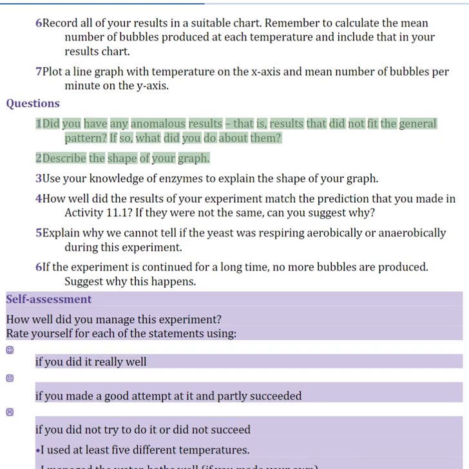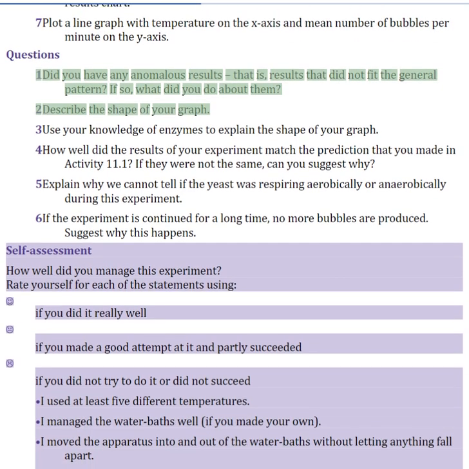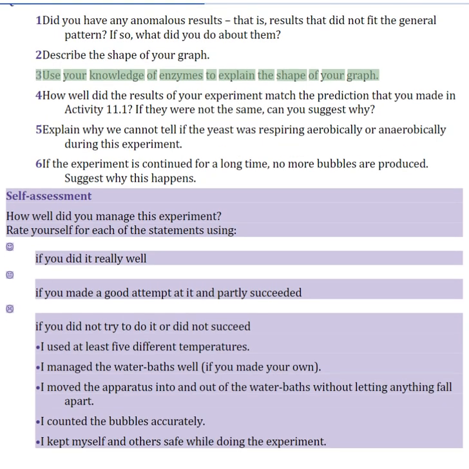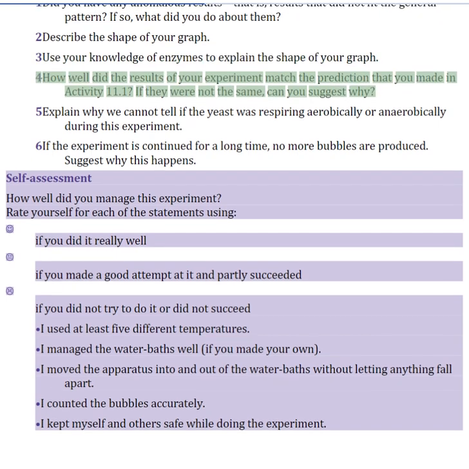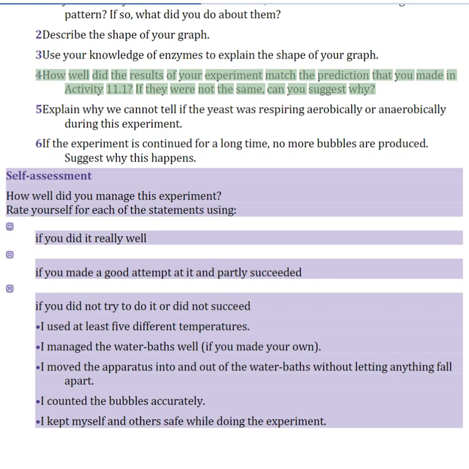Questions. 1. Did you have any anomalous results, that is, results that did not fit the general pattern? If so, what did you do about them? 2. Describe the shape of your graph. 3. Use your knowledge of enzymes to explain the shape of your graph. 4. How well did the results of your experiment match the prediction that you made in Activity 11.1? If they were not the same, can you suggest why?